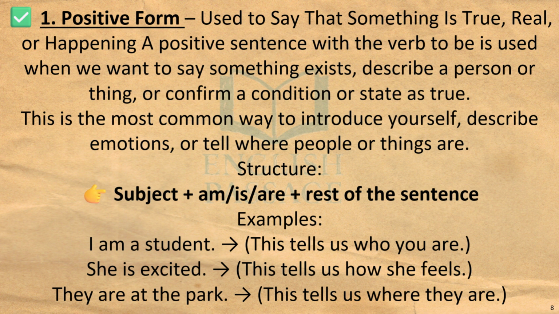Structure. Subject plus am, is, or are, plus rest of the sentence. Examples. I am a student. This tells us who you are. She is excited. This tells us how she feels. They are at the park. This tells us where they are.